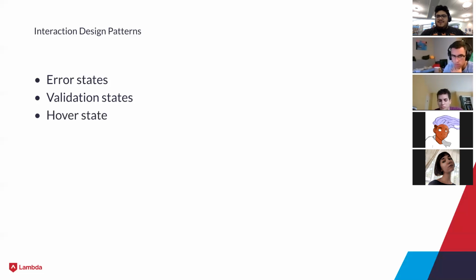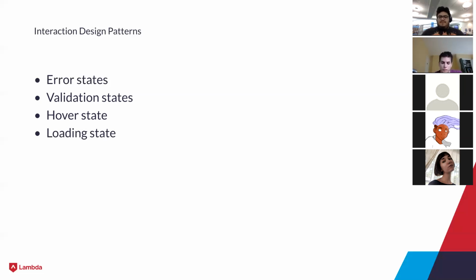The third piece are hover states. So we see this used frequently with buttons in order to increase their affordance, meaning letting the user know that this is a button that they can take action on.